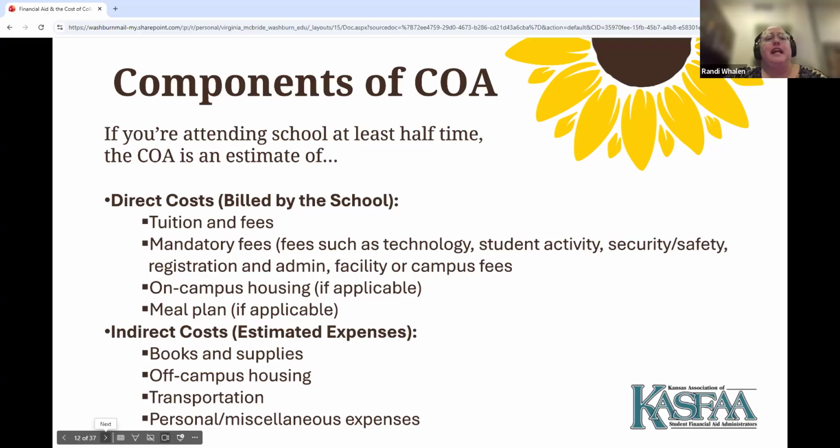It also includes indirect costs, which are estimated expenses. These include books and supplies, off-campus housing, transportation, and personal miscellaneous expenses.